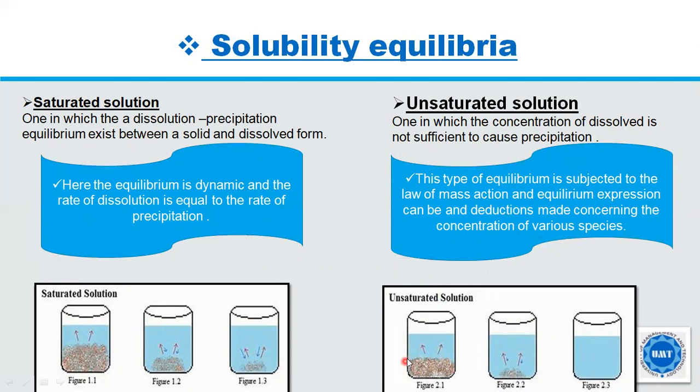For example, in this figure we can see when we dissolve the solute into the solvent, the solute will be completely dissolved. So we will obtain a clear solution. This type of equilibrium is subject to the law of mass action, and an equilibrium expression can be written and deductions made concerning the concentration of various species.